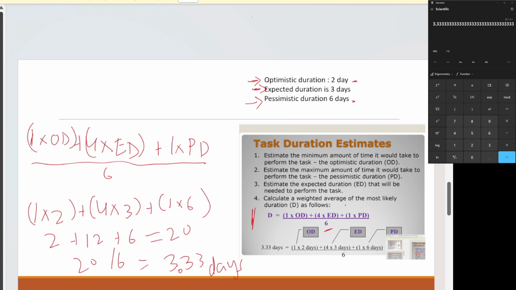So you can memorize it like a mnemonic, and you're supposed to put all of these numbers. So you can say 1O plus 4E plus 1P. So 1 multiplied by optimistic days plus 4E plus 1P. Just memorize it so you can use it for the exam, and then divide it by 6.